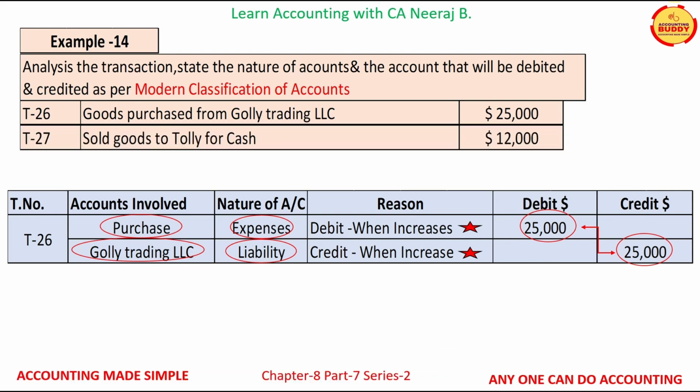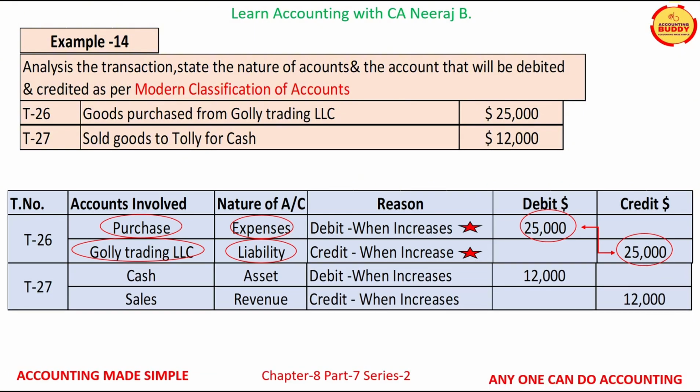Transaction T27 is goods worth $12,000 sold to Tolly for cash. The two accounts which are getting affected are cash account and sales account. Cash is an asset account. Asset account is debited when the asset value increases. Sales is a revenue account, and the rule for crediting revenue account is credit revenue accounts when revenue increases. Therefore, this transaction is recorded for $12,000 by debiting the cash and crediting the sales account.